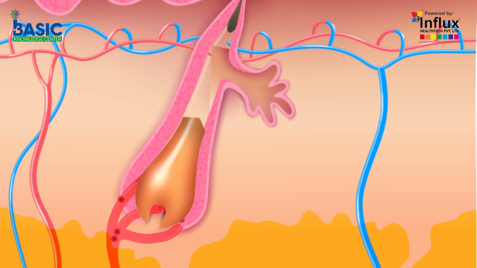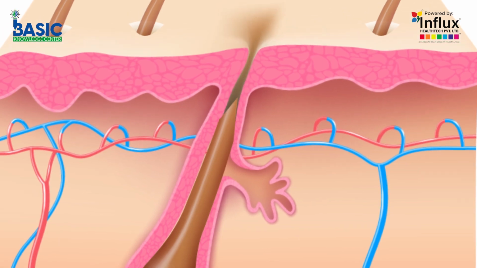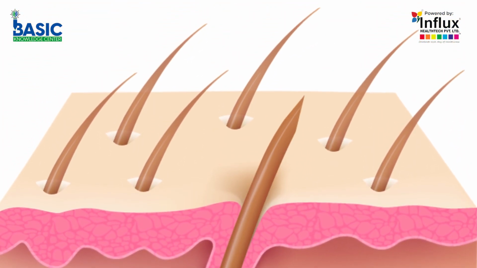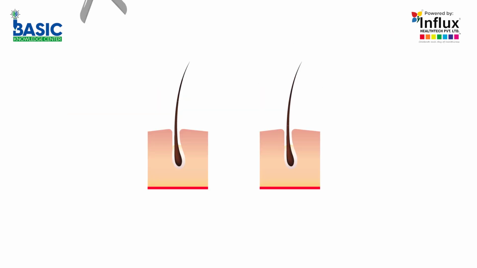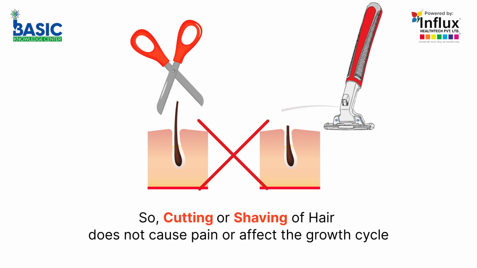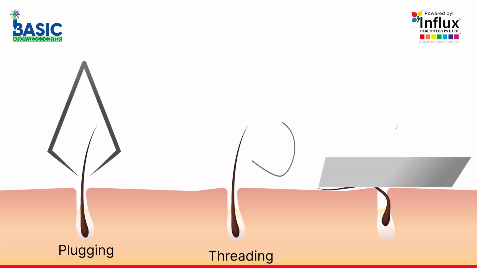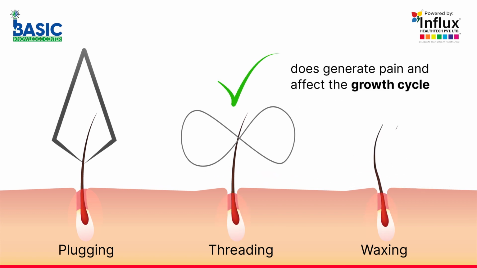As hair begins to grow, it pushes itself from the root, then out of the follicle, and finally breaks out of the skin. The visible part of the hair is known as the shaft and is non-living as it contains dead cells. So cutting or shaving of hair does not cause pain or affect the growth cycle, but plucking, threading, and waxing does generate pain and affect the growth cycle.